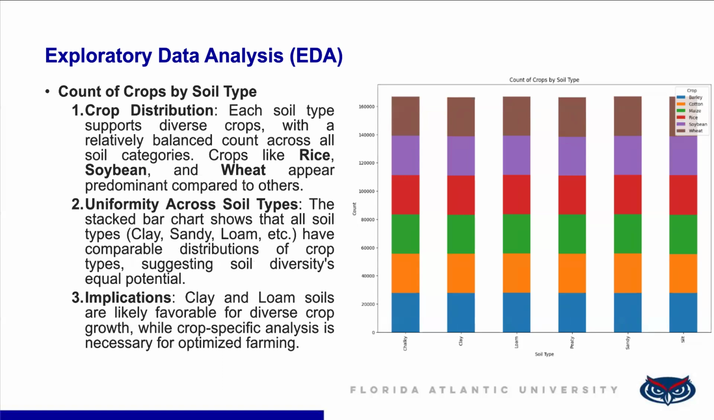The count of the crops by soil type can show us other patterns, like each soil type supports diverse crops with a relatively balanced count across all the soil categories. Crops like rice, soybean, and wheat appear predominant compared to others. The stacked bar chart shows all the soil types have comparable distribution of the crop types, suggesting the diversity is equal potential. Clay and loam soils are likely favorable for diverse crop growth, while a crop-specific analysis is necessary for optimizing farming.